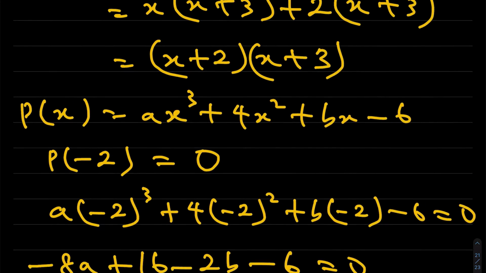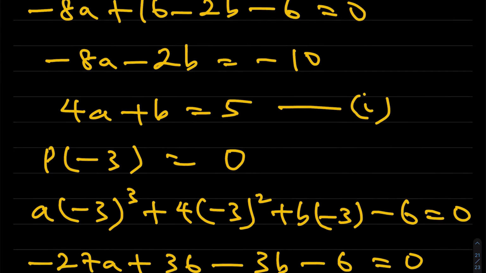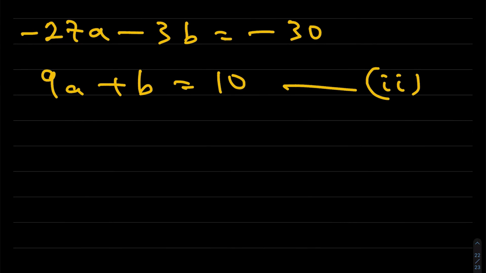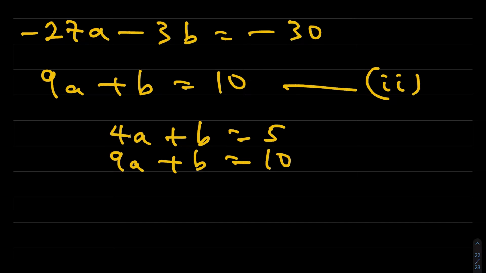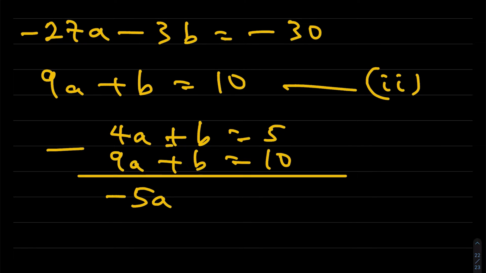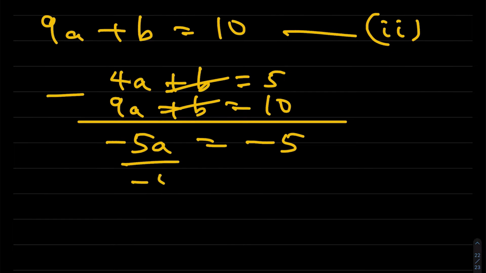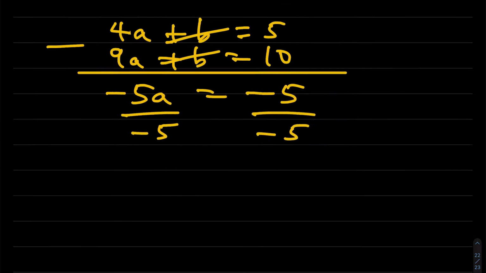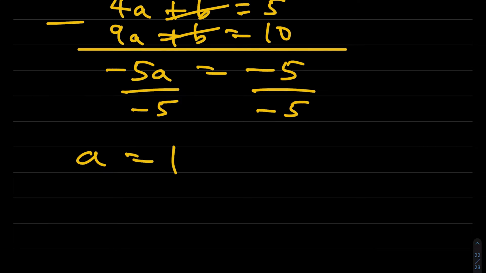The first equation is 4a plus b equals 5. And the second equation is 9a plus b equals 10. Now if we subtract, 4a minus 9a is minus 5a. b minus b is 0. And that's equal to 5 minus 10, that's minus 5. If we divide both sides by minus 5, then we get a equals 1.